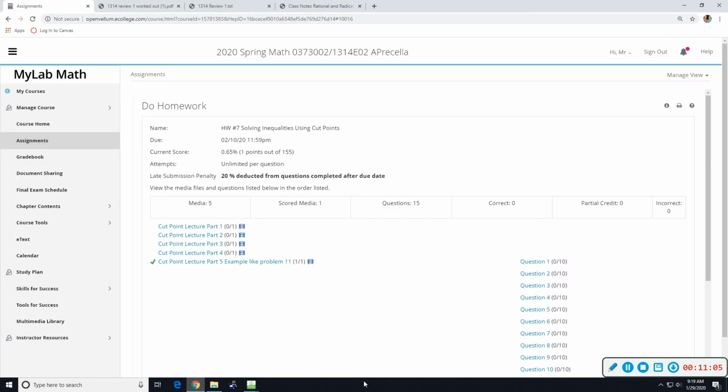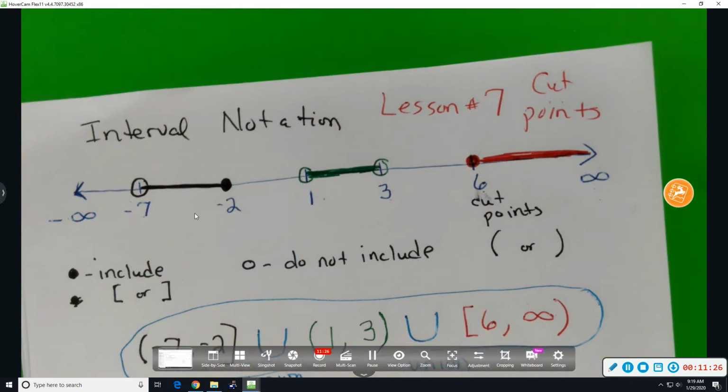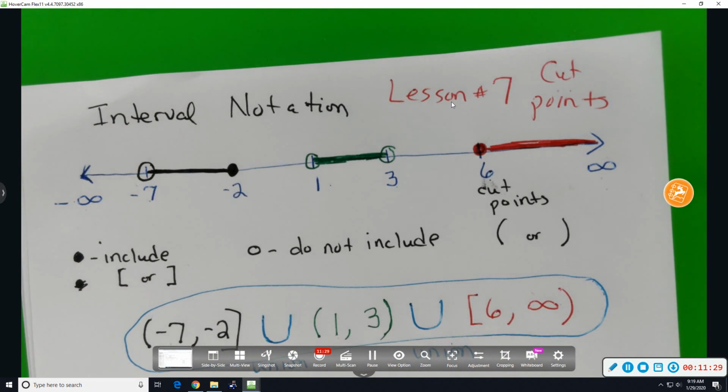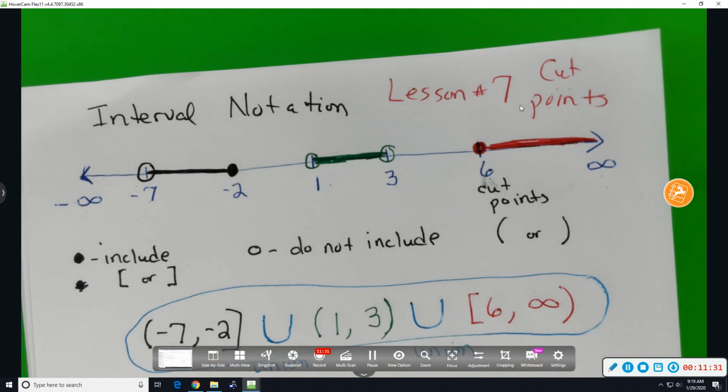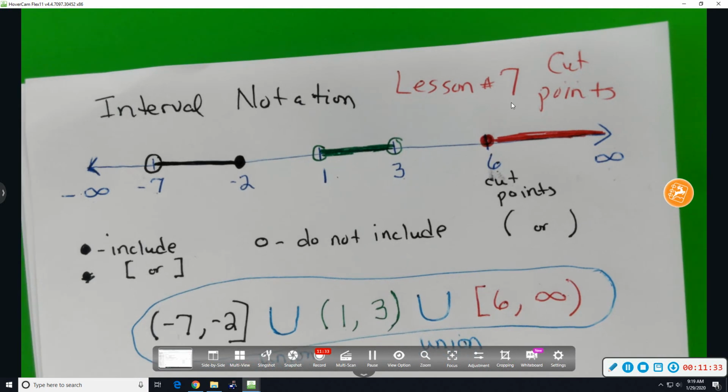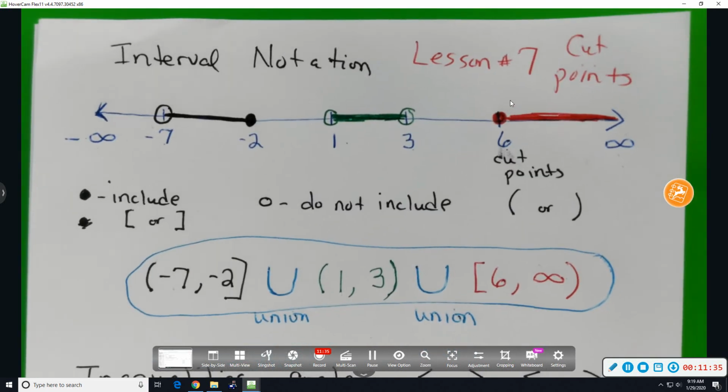On this assignment 7, let's say this is where lesson 7 starts. Cut points. So right here, this is where we've started lesson 7. We sure won't finish it, and this is all I'll be doing on Monday. Okay?